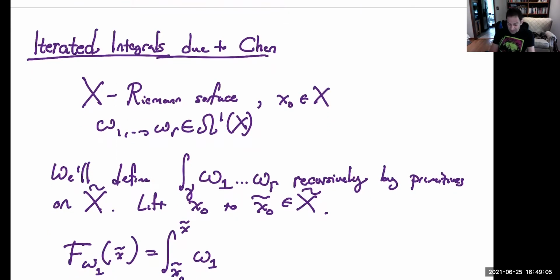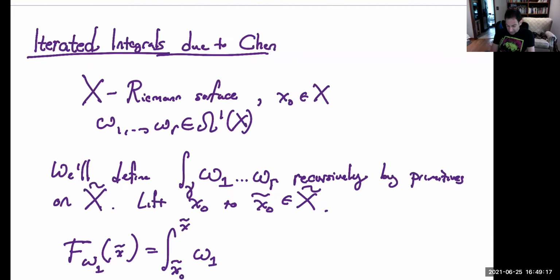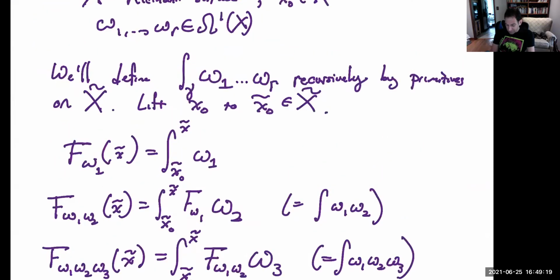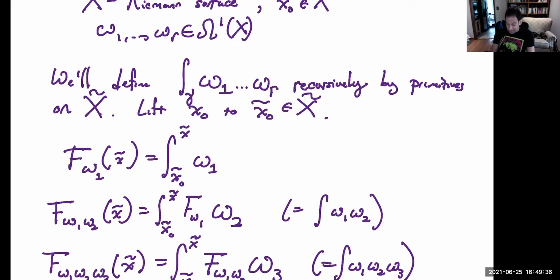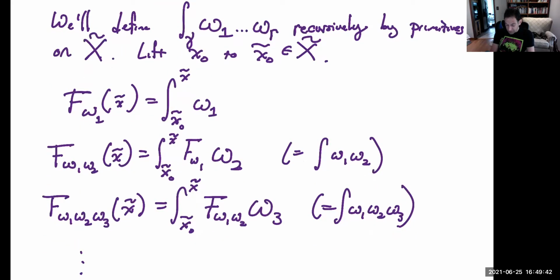So the setting is going to be the following. I'm going to have a Riemann surface, and I'm going to need a base point here. And I'm going to have one forms omega 1 through omega r. And I at least want them to be closed. I probably want them to be holomorphic. And I'm going to define an iterated integral. I'm going to define them recursively by primitives on the universal cover. And here the paths will all be based at the point x0. So I lift x0 to a point living above it in the universal cover. I take the primitive of the first one form. So that's just single integration.